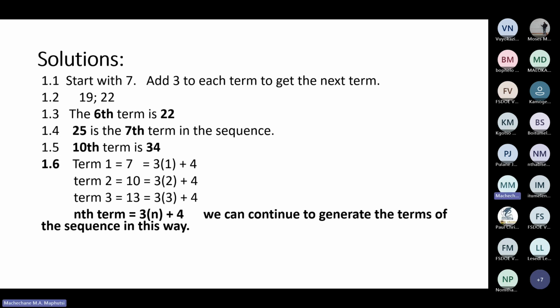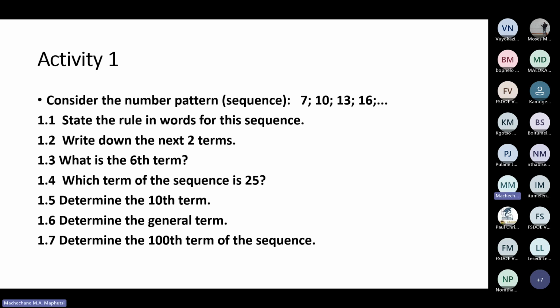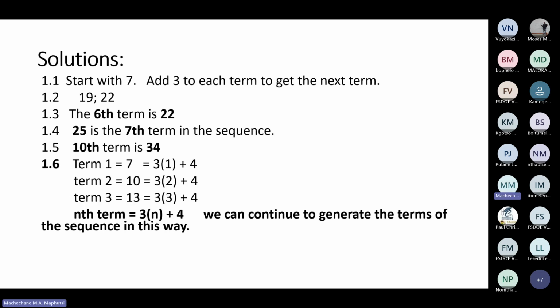Okay, now we are going to get solutions. If we start with 7, because 7 was the first number, what must we do? We added 3 to each term to get the next term. So look at what we had. To 7 to get 10, we added 3. To 10 to get 13, we added 3. To 13 to get 16, we added 3. Good. So now, to answer the next question, what will be the next two terms of the sequence? According to that, they will be 19 and 22.